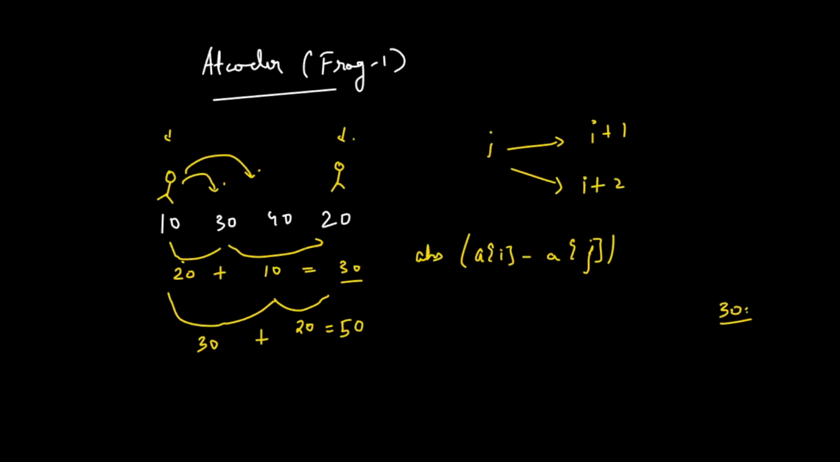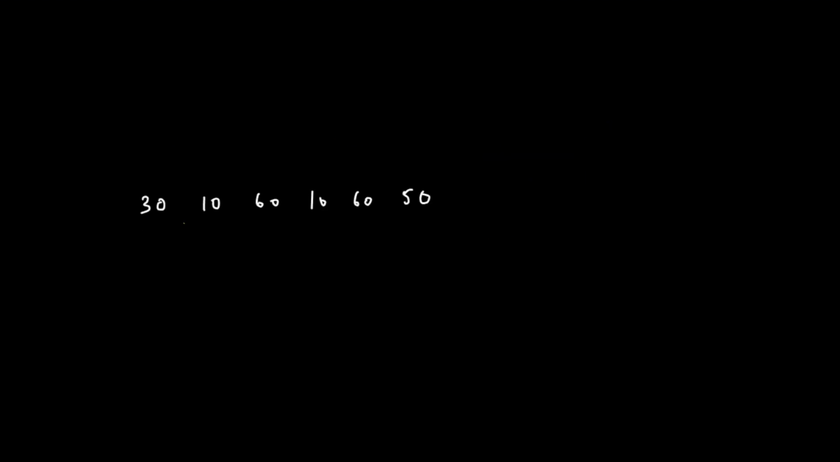Now you might be thinking, okay, it's very easy, we can just choose greedily. From 10, if I jump to 30, it will cost me 20. From 10, if I jump to 40, it will cost me 30. So you will say, okay, I will jump to 30. But then greedy fails. They've given a third test case where the greedy approach fails. Let me explain that.